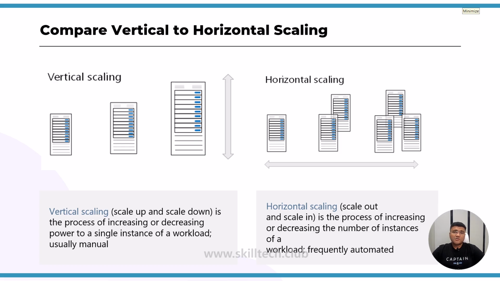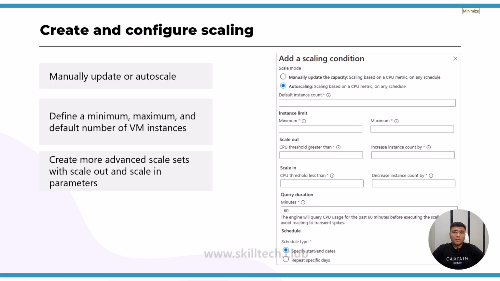Remember, the other words used for vertical and horizontal scaling: in vertical scaling, we call it scale up and down, while in horizontal scaling, we call it scale out and scale in. With this, the one obvious question you should have in your mind is, when we do scaling, are we going to do manual scaling or auto scale? Well, we can do both.